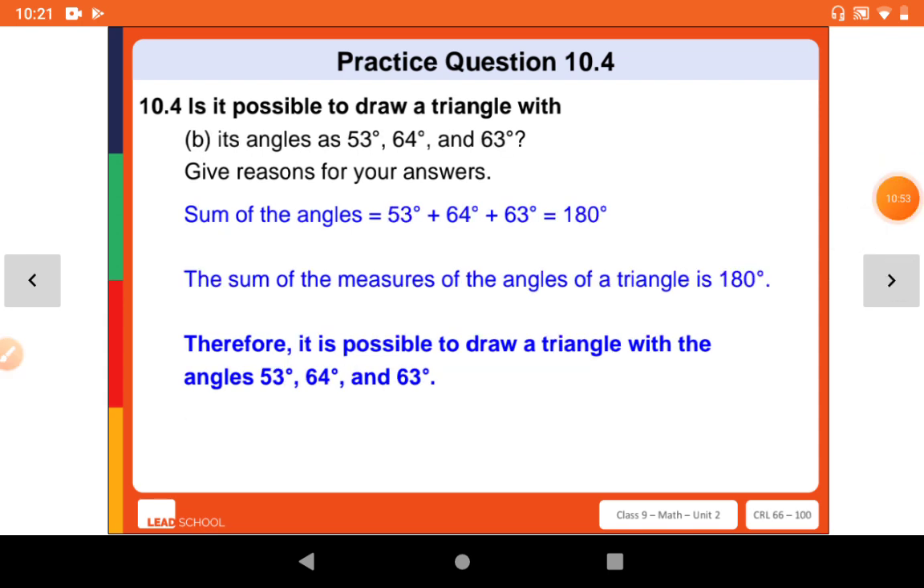Here is part B given to you. We will also follow the same procedure as we have followed in part number A. So you can pause and note down the solution.